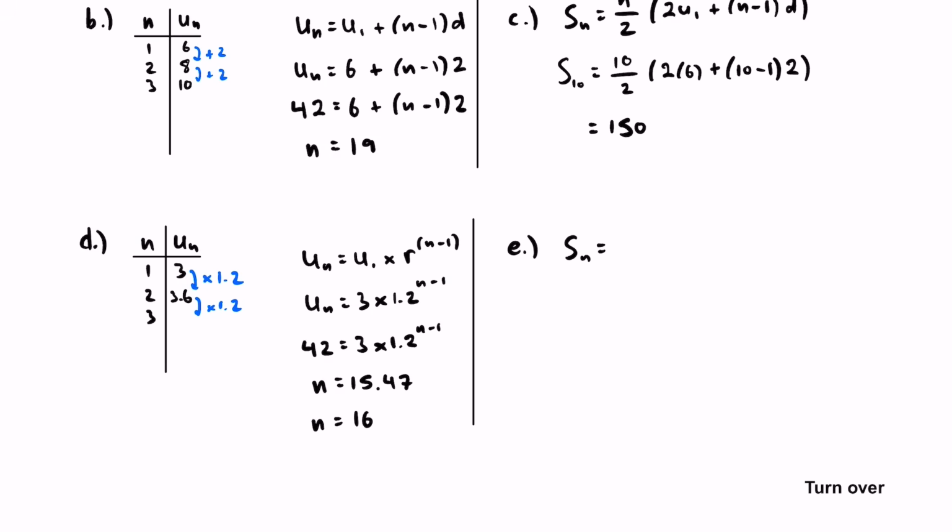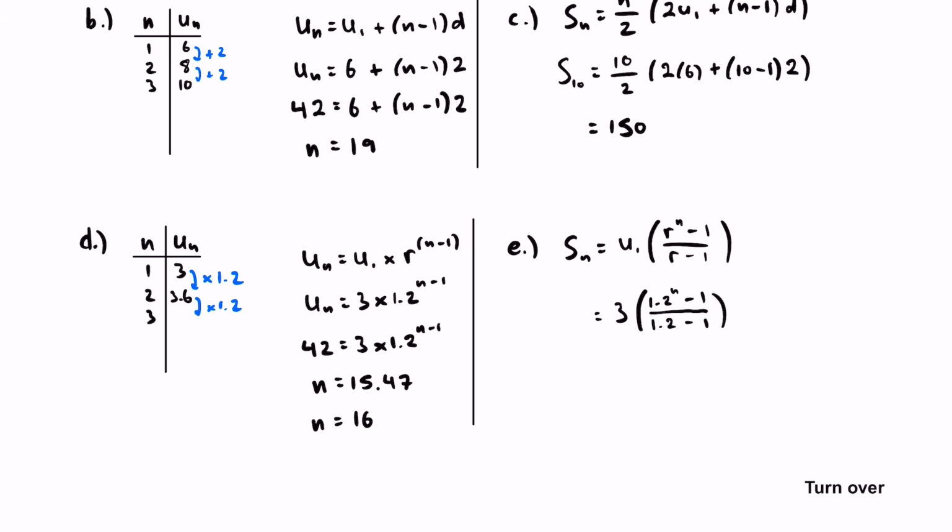Sn is equal to u1 multiplied by r raised to the power of n minus 1 over r minus 1. So u1, how far Devi ran in the first week, is 3. And the common ratio is 1.2, so he runs 1.2 times as much as he did in the previous week. N, the term number, we leave blank. This is the unknown we're trying to solve for. Minus 1 over common ratio 1.2 minus 1.